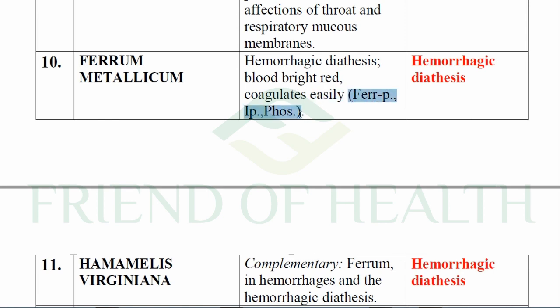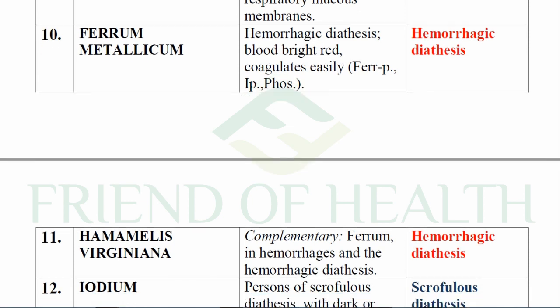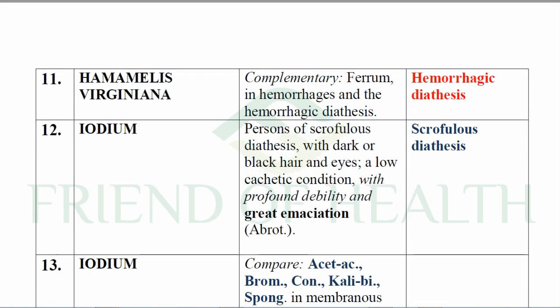Ferrum phos, Ipecac, Phosphorus. They can ask a question like: out of the following, blood coagulates easily in which one of the following medicines? Ferrum phos, Ipecac, Phosphorus, Ferrum met will be there, and they will ask 1 and 2, 1 and 3, 1, 2, 3, 1, 2, 3, 4, like that. This kind of multiple option question is possible whenever there is a 4 medicines or 3 medicines comparison. You should expect a question where a multiple option question can be framed. So that's the way to study.